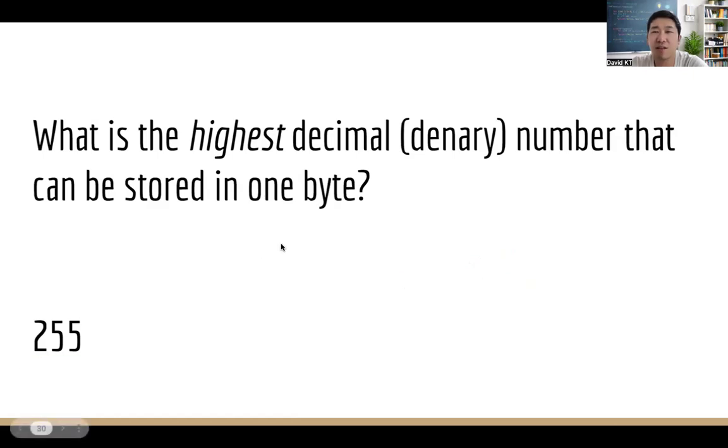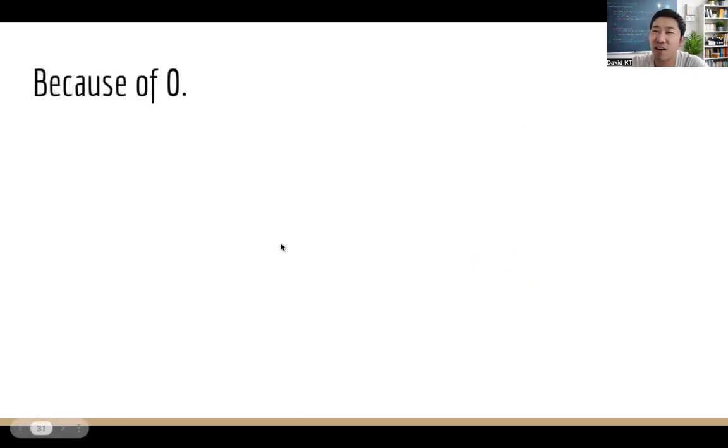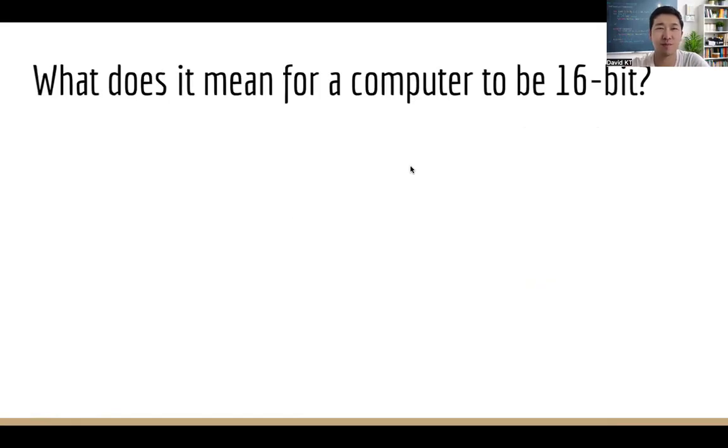Because of the existence of the number 0, the first number is actually 0. That's when 1 byte is 0, 0, 0, 0, 0, 0, 0, 0. The second number is 1. The third number is 2.